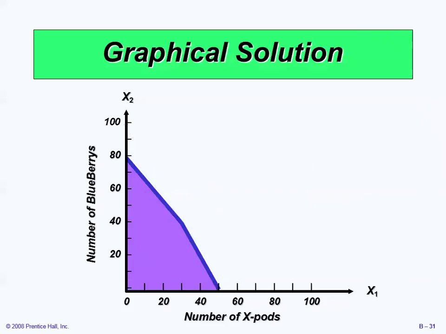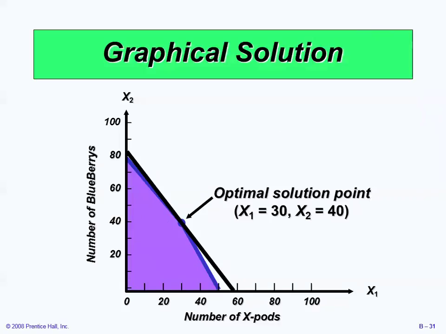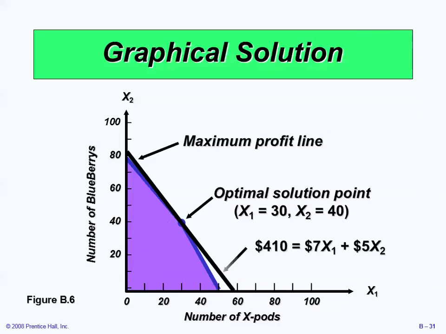Finally, the optimal point is where the maximum isoprofit line becomes tangent to the feasible region, and that happens at x1 equals 30, x2 equals 40, and the profit that we make at this point is 410.